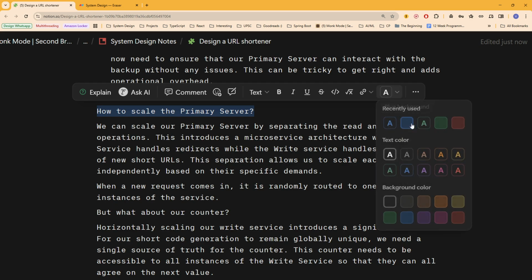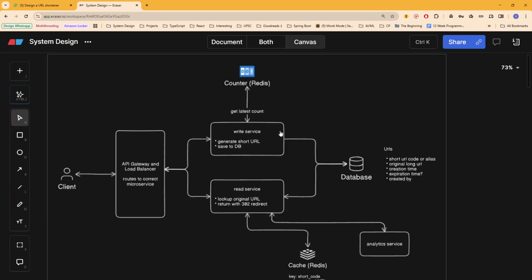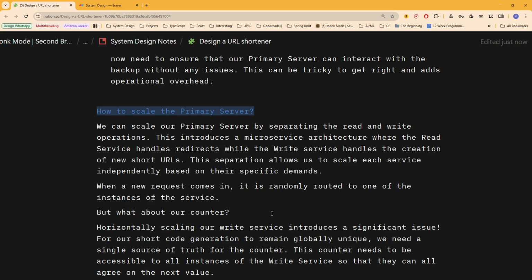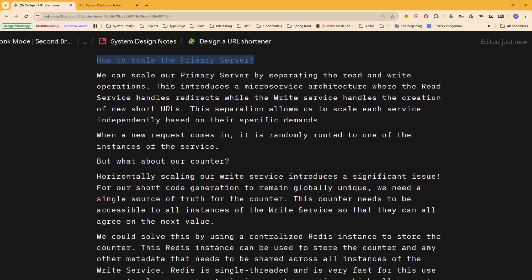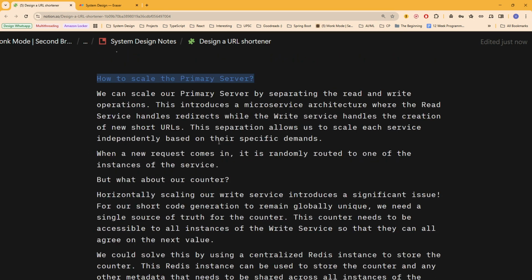So now if you have seen here, we have a separate read service and a separate write service. Why? Because this is a read heavy system, so we might need multiple instances of the read service, and we might need fewer instances of the write service. That is why we can segregate these tasks into two separate services, the write service and the read service. So yeah, that is it. I think we have covered most of the stuff.